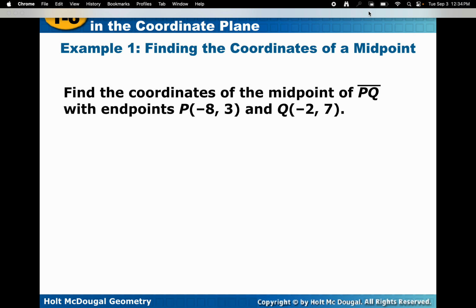So what's -8 plus -2 going to be? -10 over 2. What's 3 plus 7? 10 over 2. Then we got -10 over 2. What's that? -5. And then what's 10 over 2? 5. So there's our answer, -5, 5.